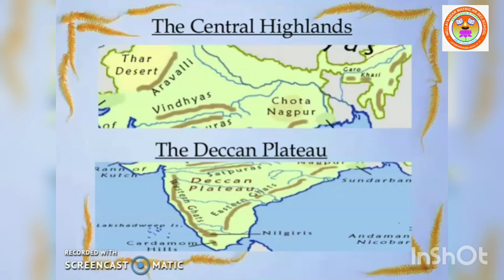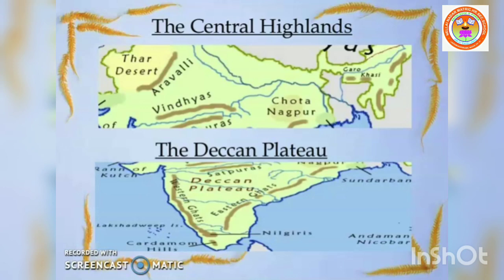The western part of the Central Highland is known as Malwa Plateau. It lies to the southeast of Aravalli Hills. The rivers Chambal, Betwa and Ken drain the Malwa Plateau before they join the river Yamuna. The eastern part of the Central Highland, which lies in the northeastern part of the Indian Plateau, is known as Chota Nagpur Plateau. This region is rich in mineral resources, particularly iron ore and coal.